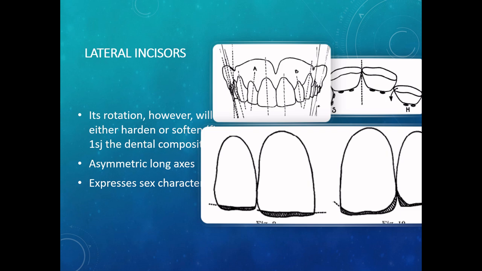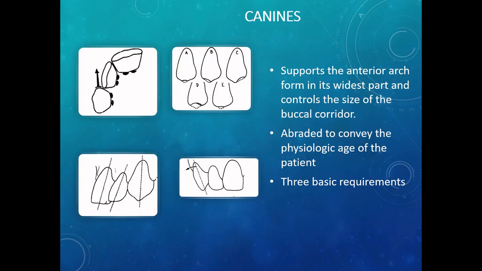Coming to the canine, so the position of the canine or the cuspid tooth in the arch form is important because it supports the anterior arch form in its widest part and also controls the size of the buccal corridor. And the canine should be carefully positioned so as to dominate the lateral incisor and to complete the desired upward curve of the smile line.